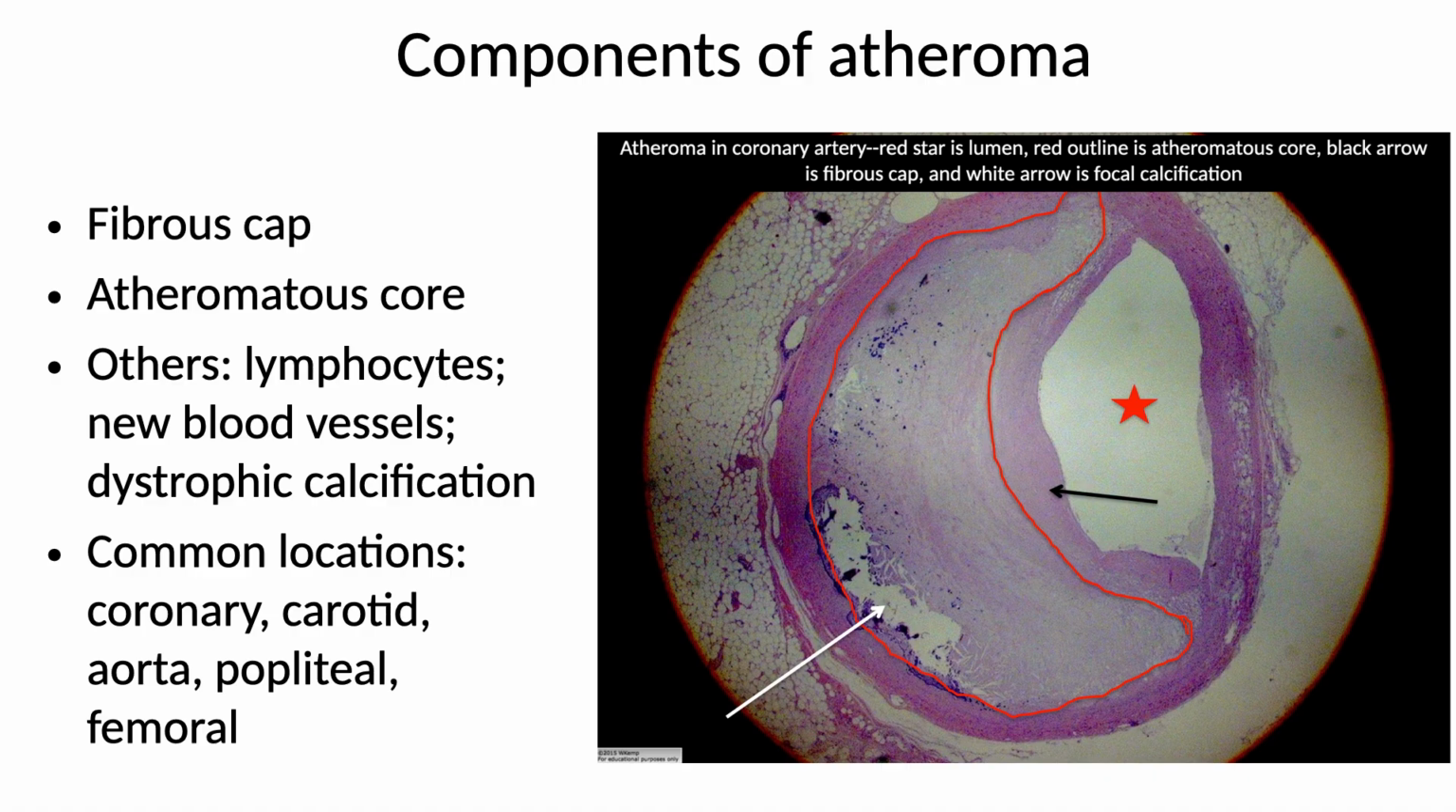So within it, you can also see lymphocytes can be a component. You can see new blood vessel formation. You can see evidence of old hemorrhage. You can see hemosiderin from breakdown of red blood cells. You can see fibrin. You can see a whole bunch of different things. And so the atheromas' common locations are coronary, carotid arteries, aorta, popliteal, and femoral. They can occur in other ones, but those are by far the most common ones where you see them.